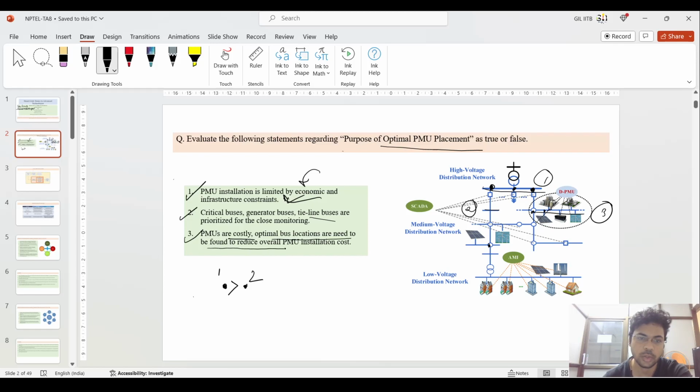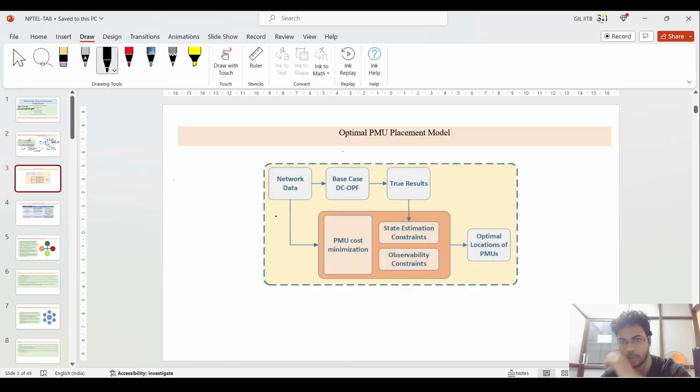Coming to the third part, that is PMUs are costly. That's true. Optimal bus locations are needed to be found to reduce overall PMU installation cost. PMUs are actually costly. So you have to see the optimal locations so that you can minimize the number and reduce the cost related to installation, data and monitoring.